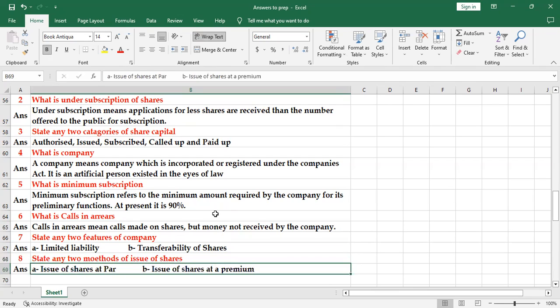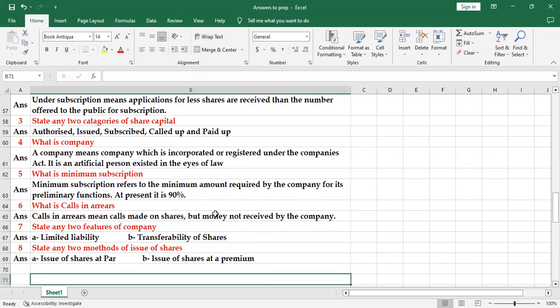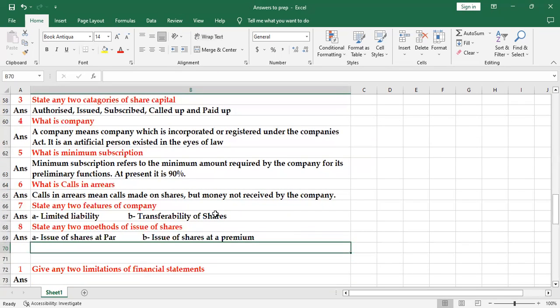Clear? So other than this, what all questions can be asked from this chapter? Do you remember there is a journal entry which they ask? What is the journal entry to transfer the profit on forfeited shares? Forfeited shares account debit to capital reserve account.